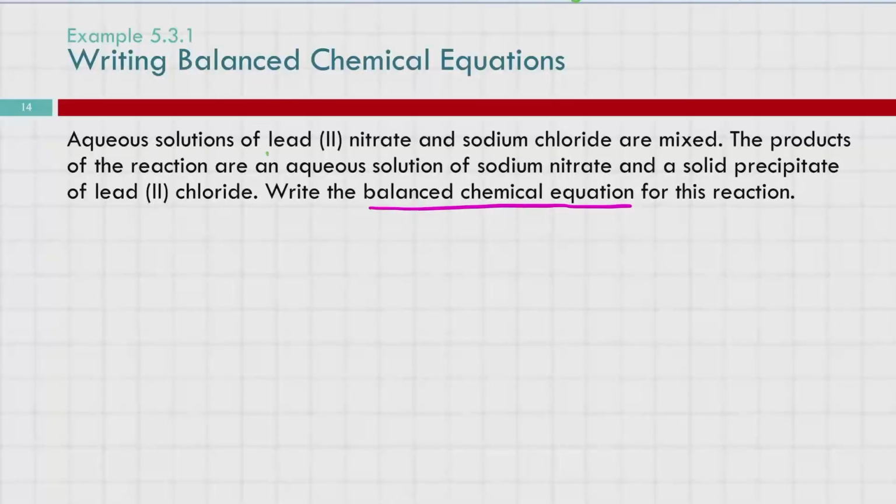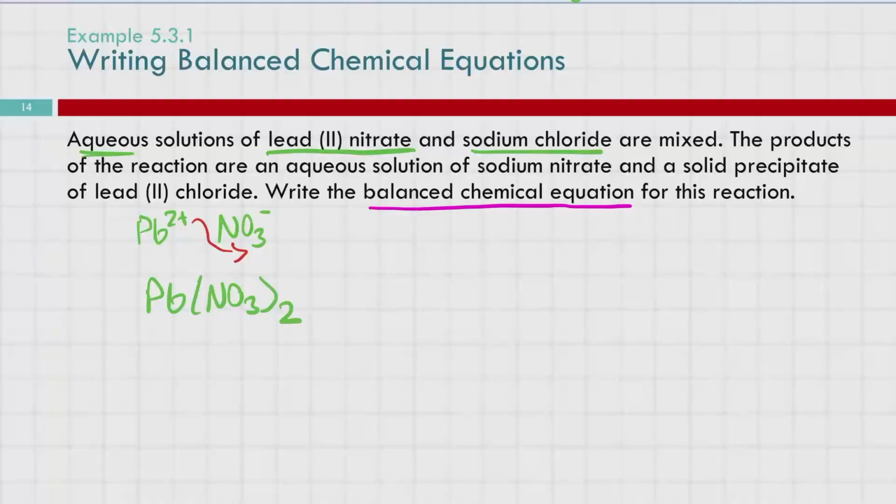So we've got lead 2 nitrate. We're told that that's aqueous. We also have sodium chloride, also aqueous. So our lead 2, this 2 here, means that we've got a charge of 2 plus on our lead. So this is Pb2 plus, and nitrate is NO3 minus. When we crisscross this to figure out the chemical formula, we've got Pb(NO3)2. And this is aqueous, so we put a little aq in parentheses behind it.